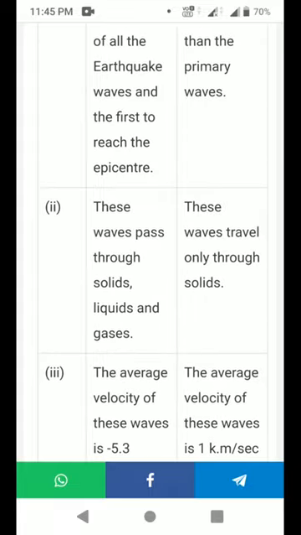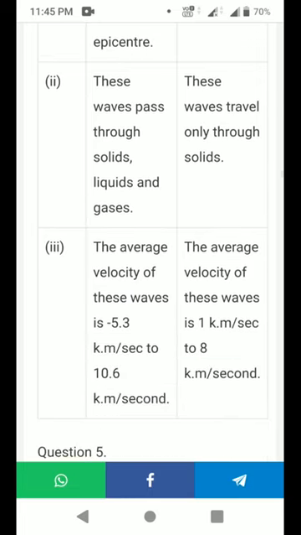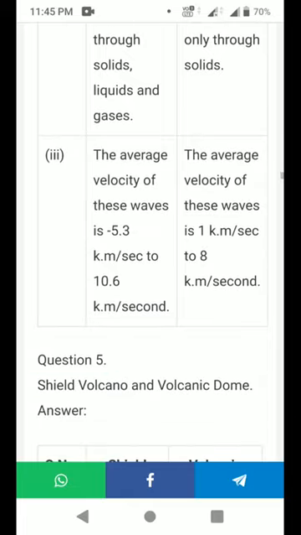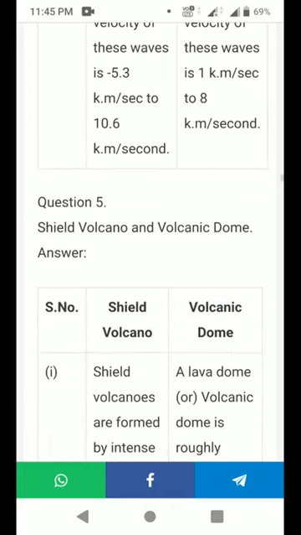Next point, the primary waves pass through solid, liquid and gases. Here, the secondary waves travel only through solid. Third point, the average velocity of primary waves is 5.3 km per second to 10.6 km per second. Here the average velocity of secondary waves is 1 km per second to 8 km per second.